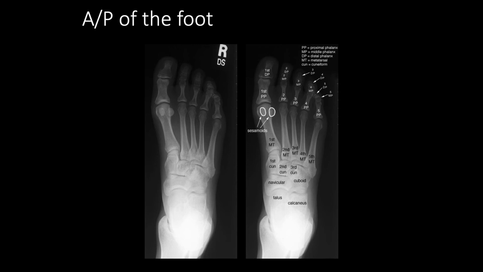So this one's labeled. You should see your sesamoid bones, all your stuff here. Your cuboid, navicular, you'll see parts of the talus and calcaneus here and how they interact, the cuneiforms as well. So you should be able to get a good view of the foot.